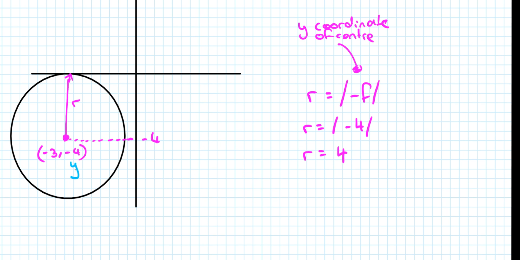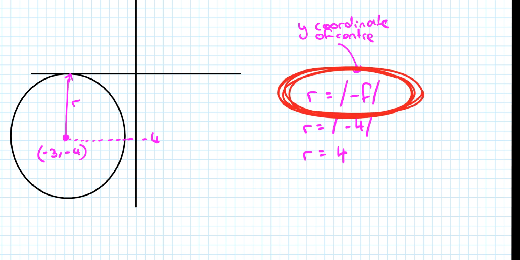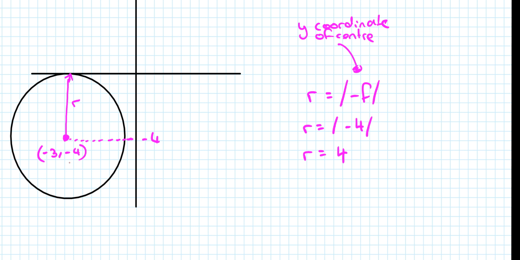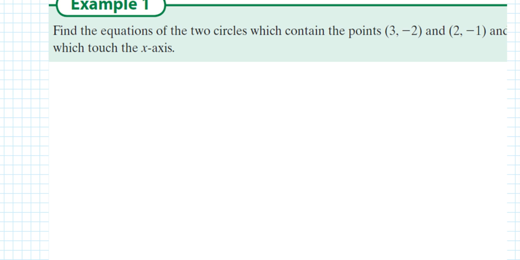Here we can see that it's touching the x-axis, so we're saying r is the modulus of minus f if it's touching the x-axis. We know the minus f is minus 4, so the modulus of minus 4 is 4, and you can see the radius is 4. Okay, so how does this get applied to a question? So find the equation of two circles. Okay, so we know we're going to be dealing with x squared plus y squared plus 2gx plus 2fy plus c is equal to 0.